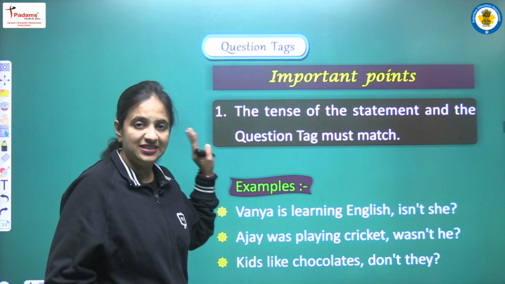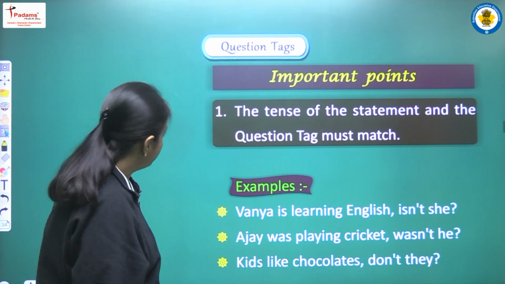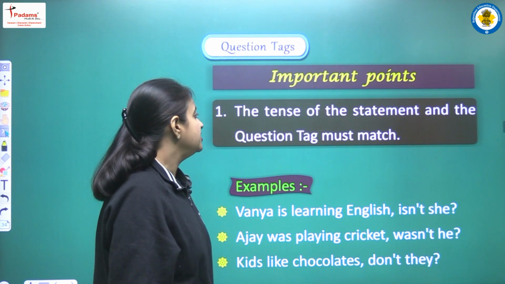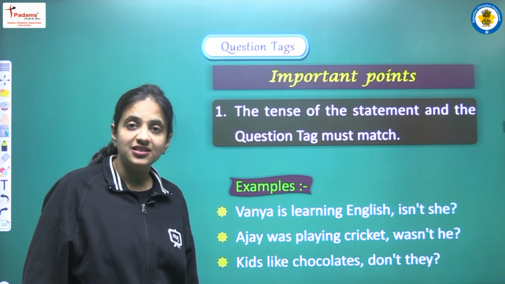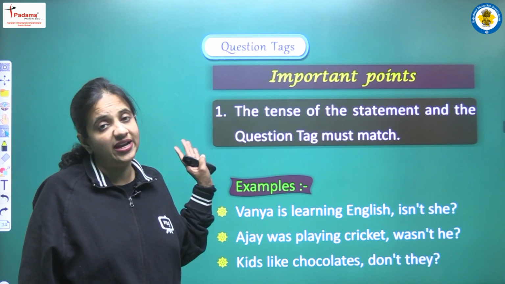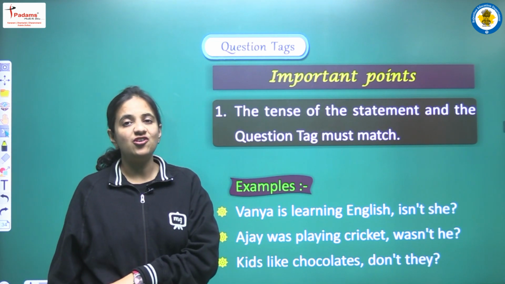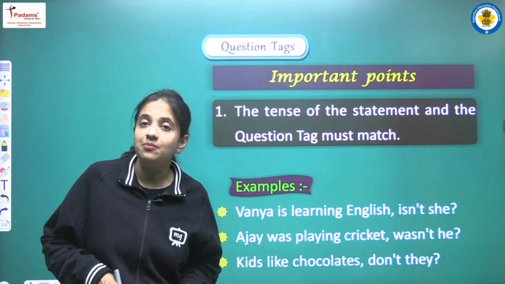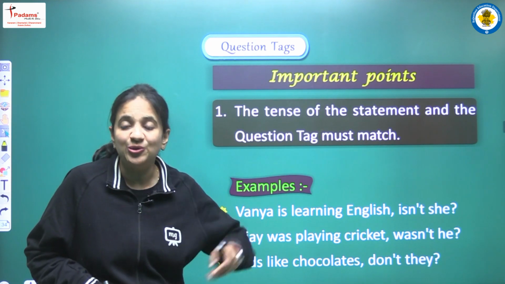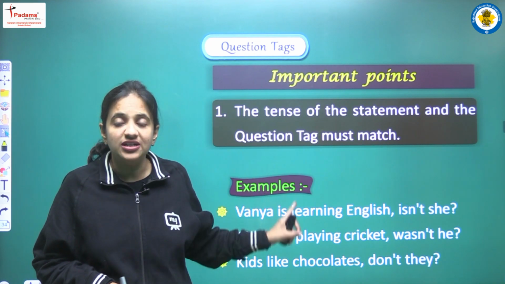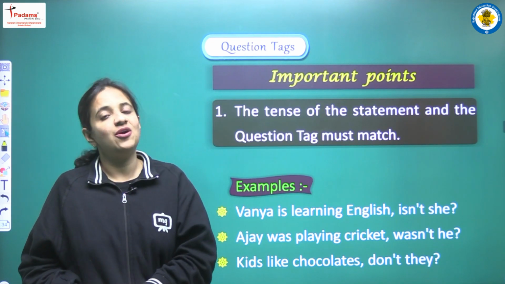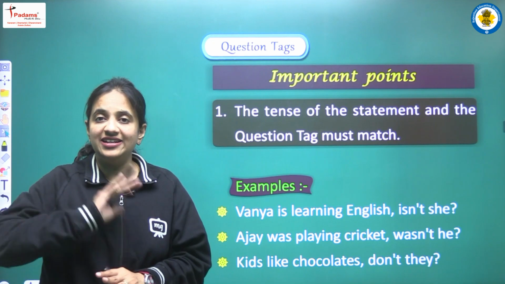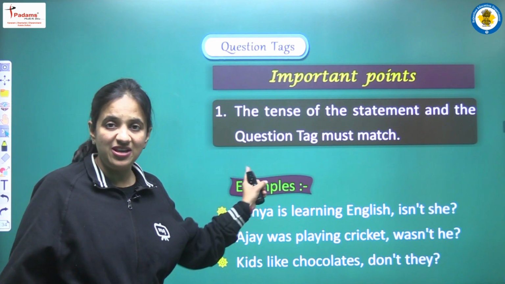Okay, so now let's start with the first point. Let's see, the tense of the statement and the question tag must match. So yes, this is the first point and it's a very important point. In the previous video also we saw so many examples, and every time I quoted this thing, just to focus here, that we have to take the same tense, we have to use the same auxiliary that is given in the sentence.